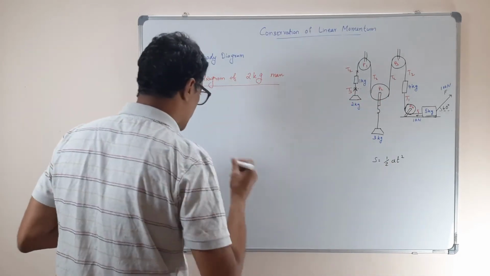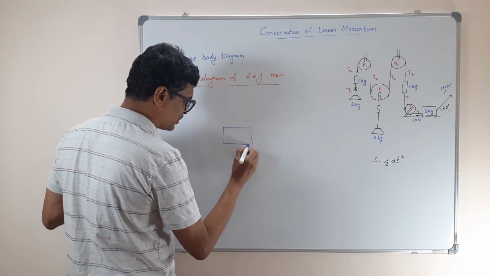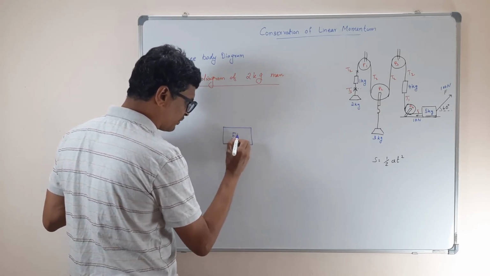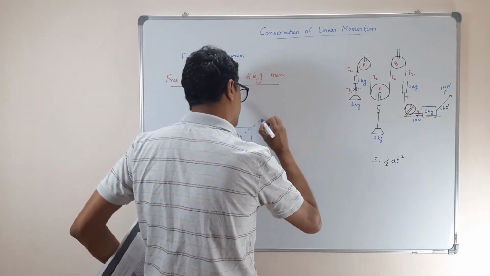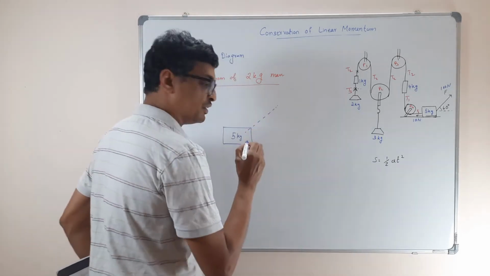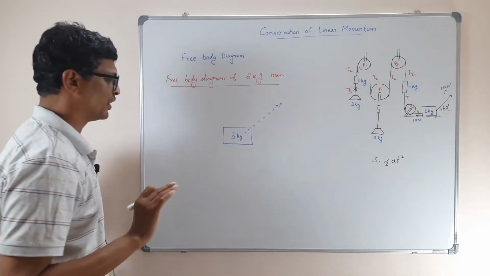So this is the 5 kg. I am not going to have anything else, I just draw only the 5 kg. Okay, and we are actually pulling it along a certain direction. That is your F, which is your 100 Newton. Let us keep it F only.